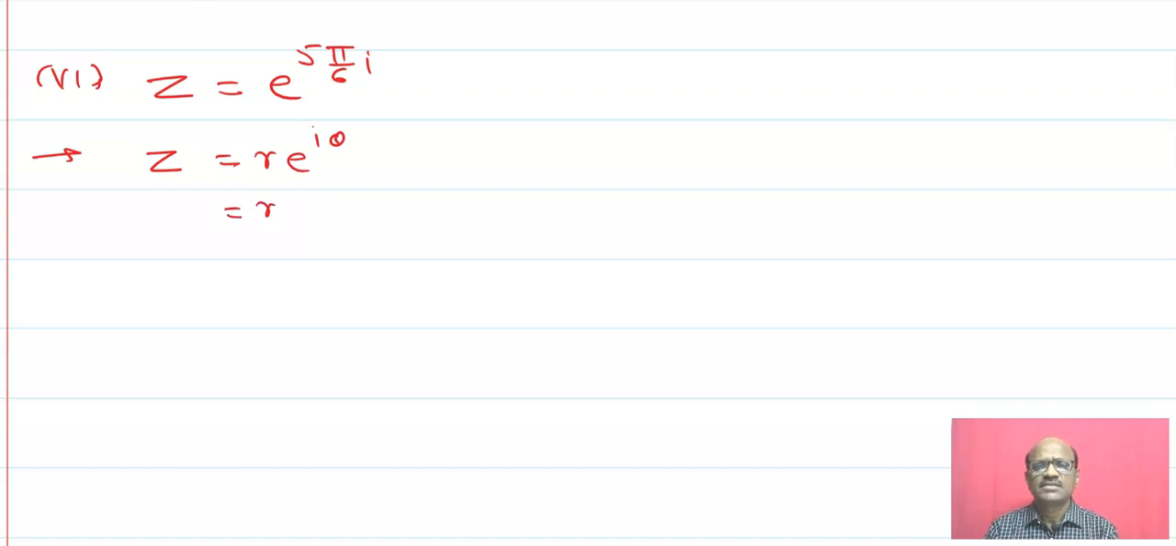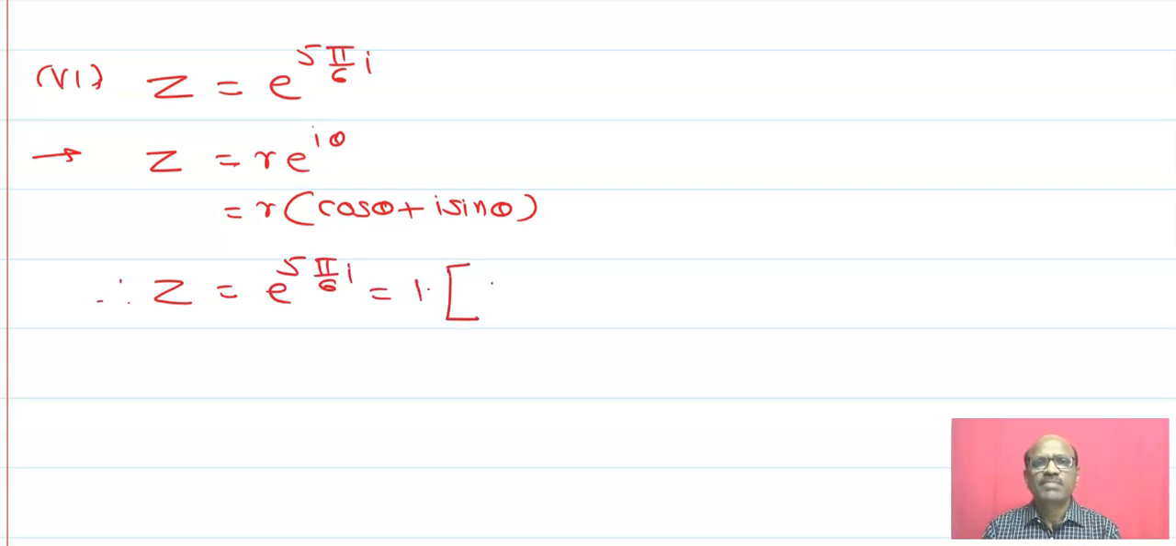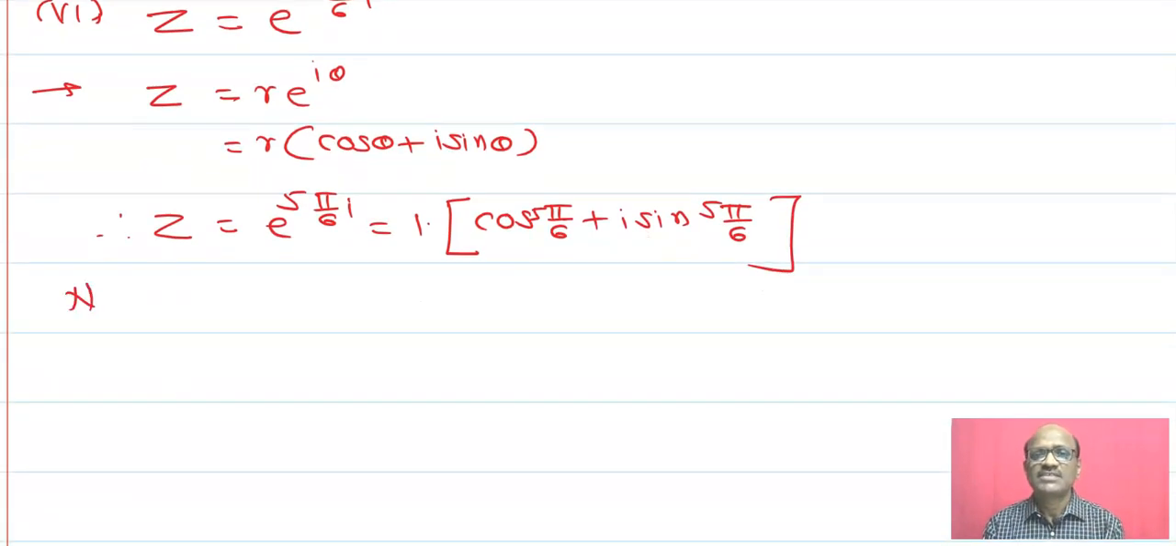That is, it's of the type z equals r e raised to i theta. That is e raised to 5 pi by 6 into i. The value of r is 1 again. Cos of 5 pi by 6 plus i times sine of 5 pi by 6. Now pi by 6 means 30 degrees, 30 into 5.